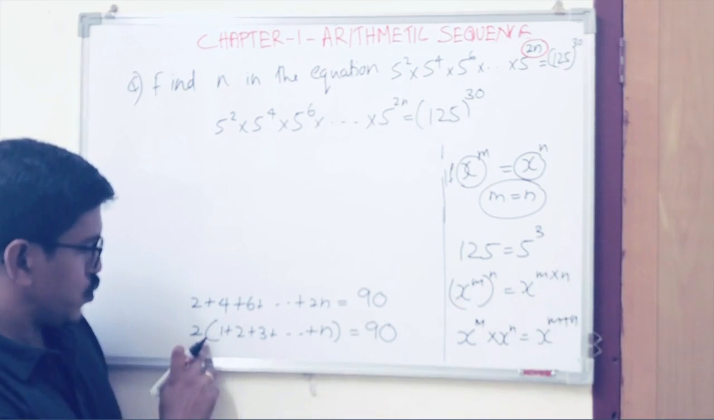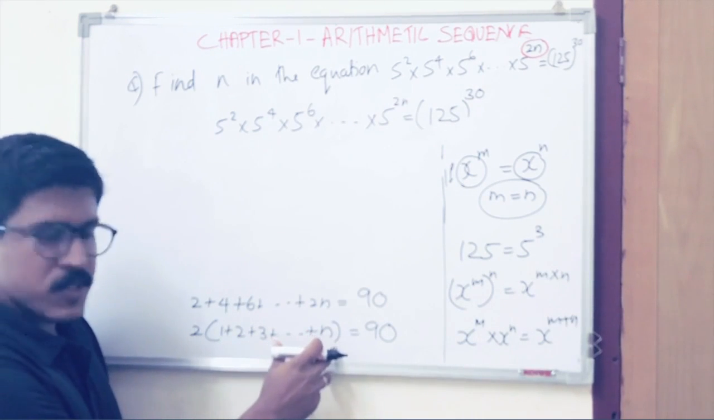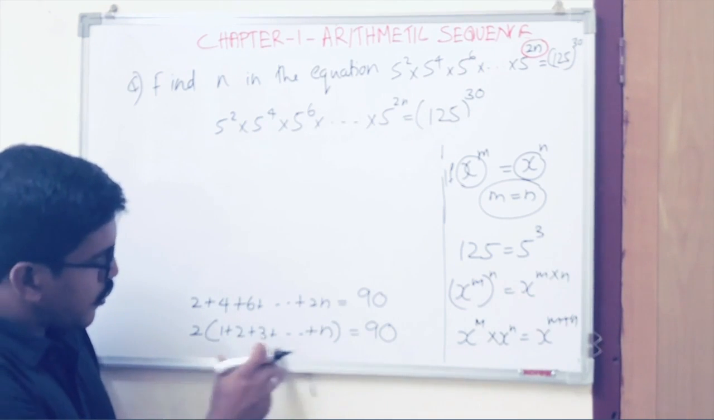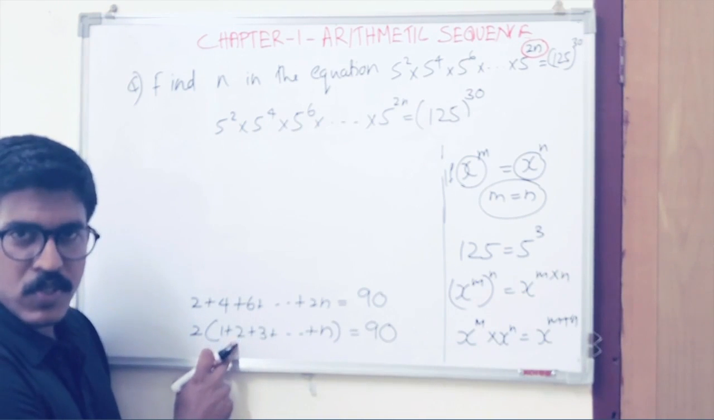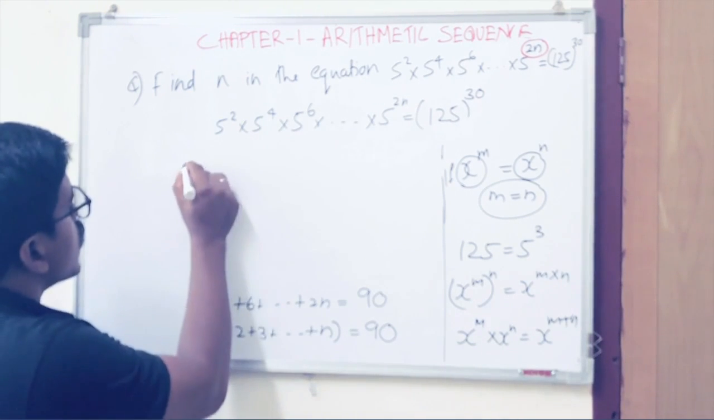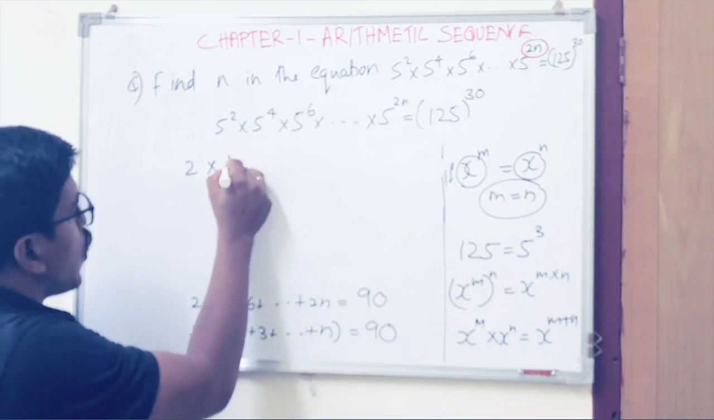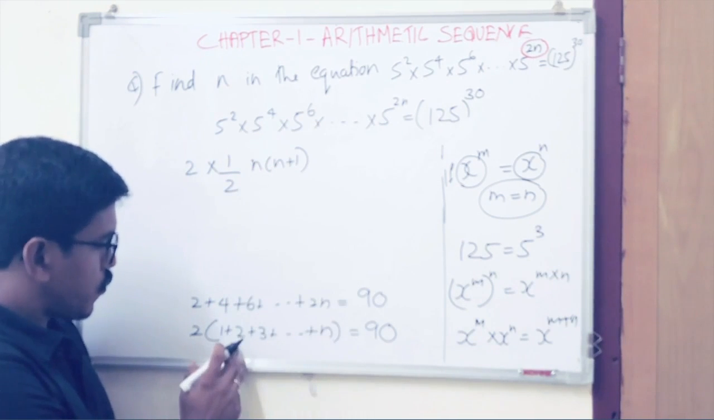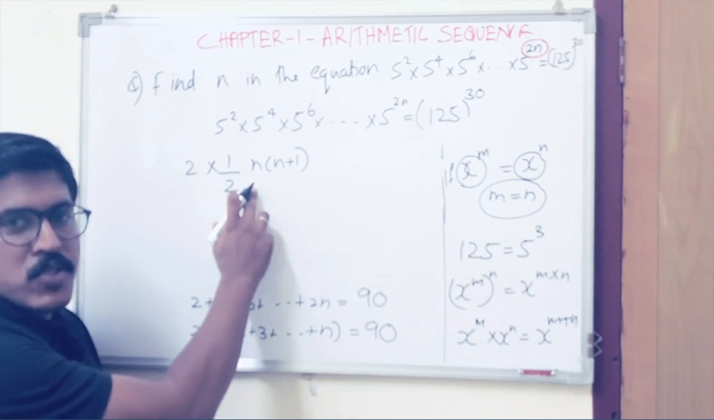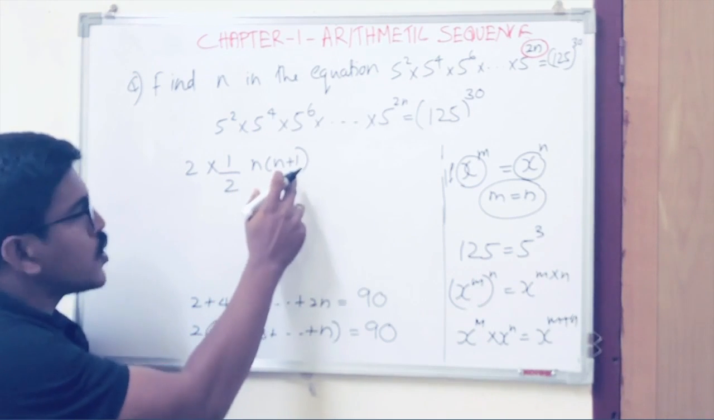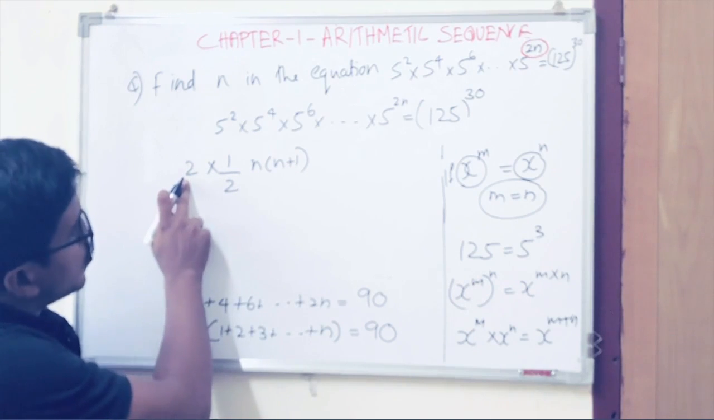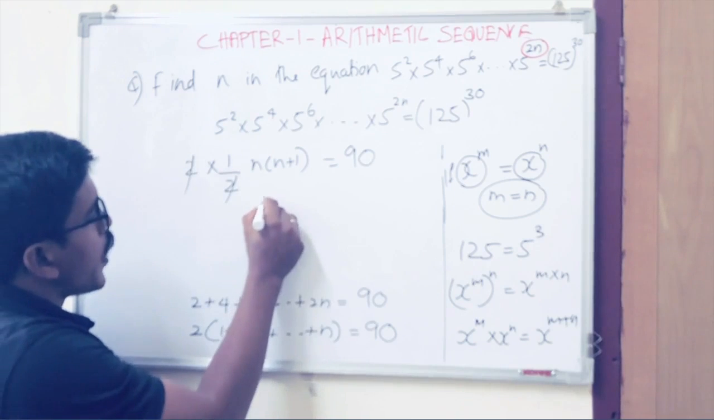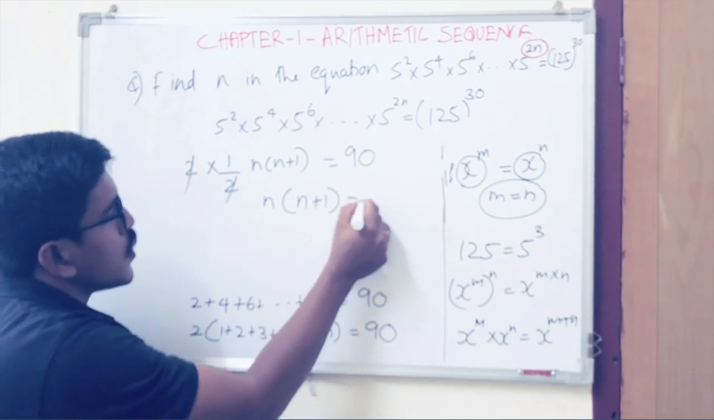So we are here right now. 2 into 1 plus 2 plus 3 plus etc. plus n is equal to 90. Here you can see this is the sum of n terms of the natural number sequence. So we can rewrite this as n into n plus 1 by 2. Sum of n terms of the natural number sequence, we can write it as n into n plus 1 by 2. That we already studied. 2 is here, and here this 2. So we can cancel this 2. Then the balance is n into n plus 1. That is equal to 90.